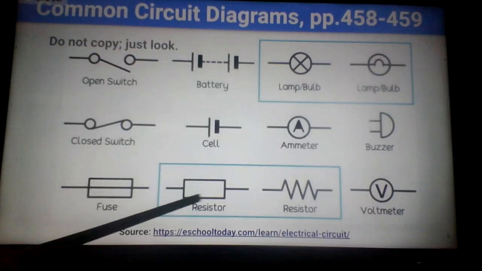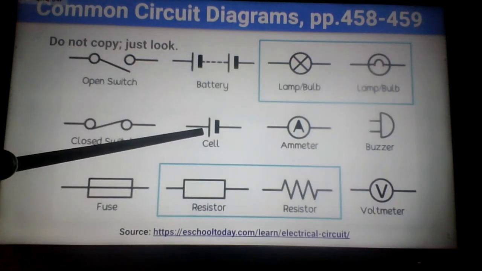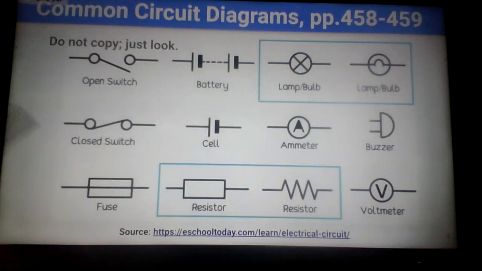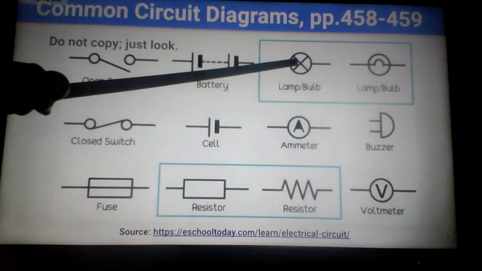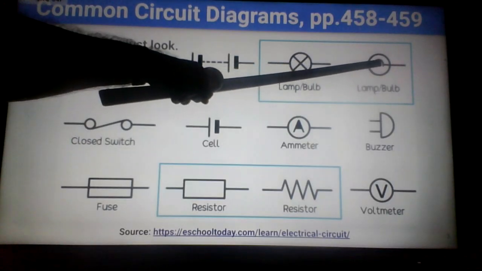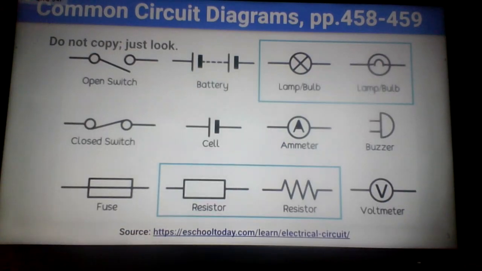A fuse and a resistor we're going to talk about near the end of this set of notes. Batteries, you know what batteries are. Cells are kind of like batteries, a source of electricity. In the diagrams, the output device or the load may be a lamp, which we draw either with an X or kind of a light bulb type of shape. Ammeter, we don't get into a whole lot in this class, but that just measures how much electric current there is. Buzzers and voltmeters. Voltmeters measure how much electrical force or voltage there is. And I just put the source where I got the diagram from. And you see at the top, pages 458 and 459 have descriptions of these diagrams and drawings. Ready?